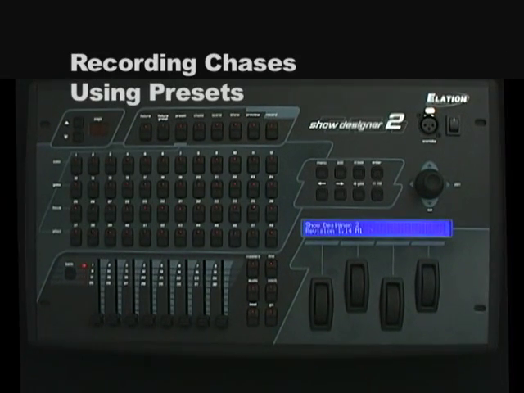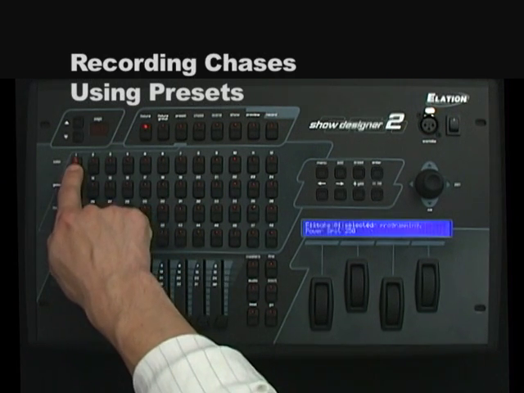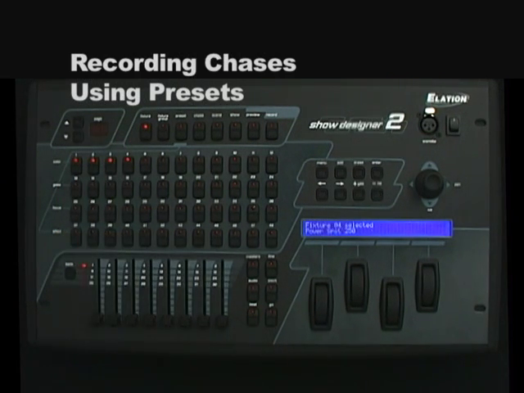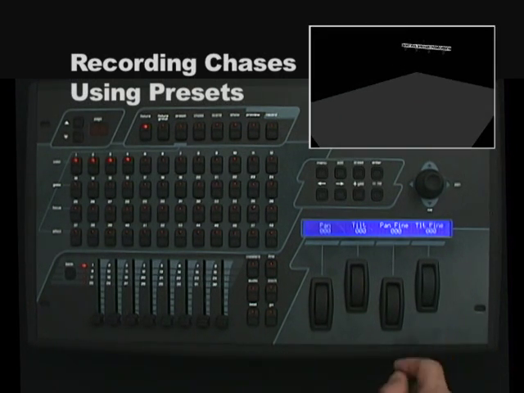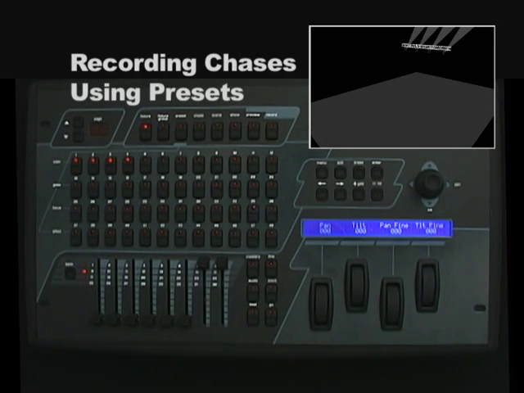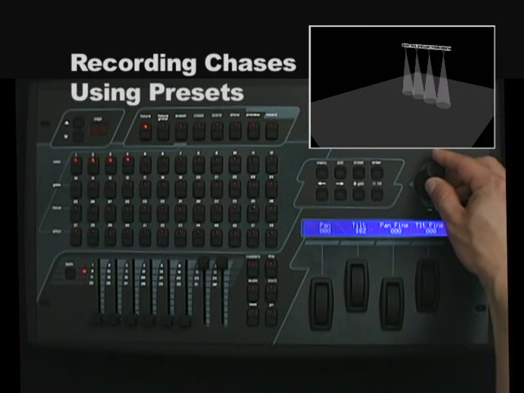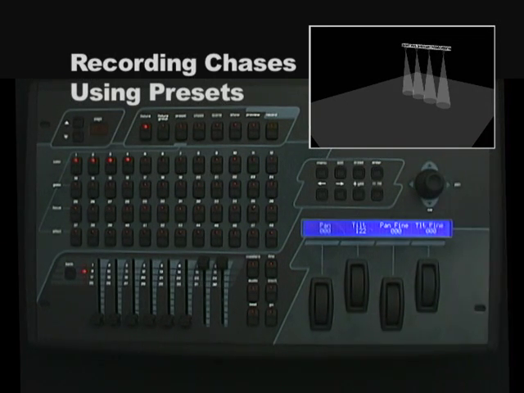To record a chase using the presets, press your fixture button and select the fixtures that you want to record the chase for. You will first have to record presets for the selected fixtures. Open the shutter and dimmer using the 8-channel faders or the 4 data wheels. I'll bank down. I'll then open the dimmer and shutter. I'll adjust my beam position by using the joystick. I can now visibly see what I'm doing.